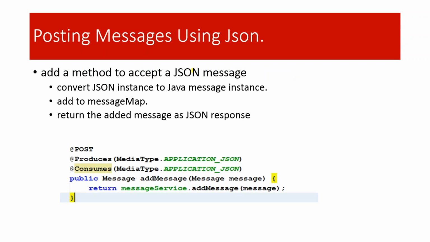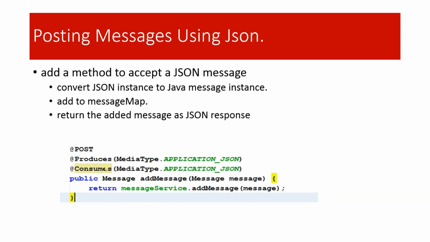Add a method to accept the JSON messages. Convert the JSON instance to the Java message instance. Add to the message map and return the added message as a JSON response. So over here you have two things: one is @Produces and the other is @Consumes. @Produces means this is used by the server to send the response, whereas @Consumes means it is sent as a request from the client to the server.